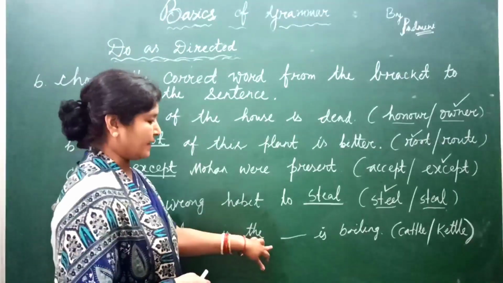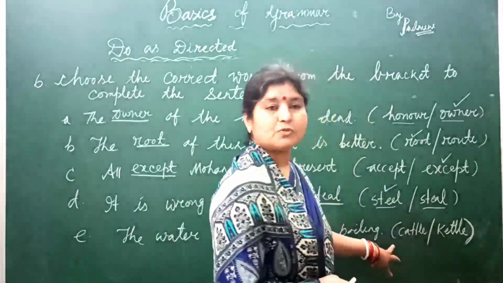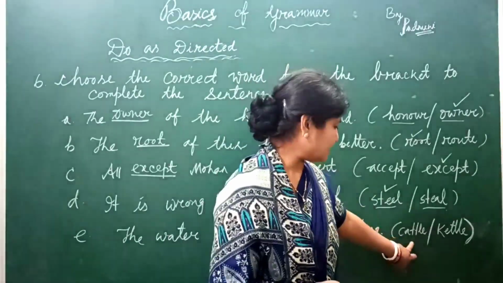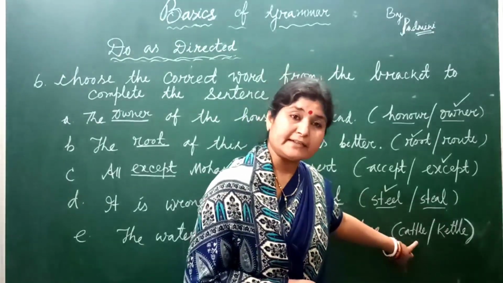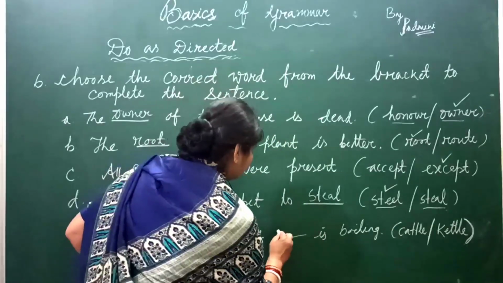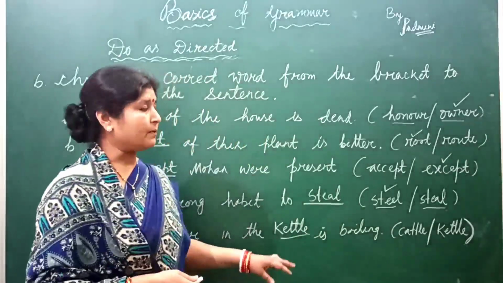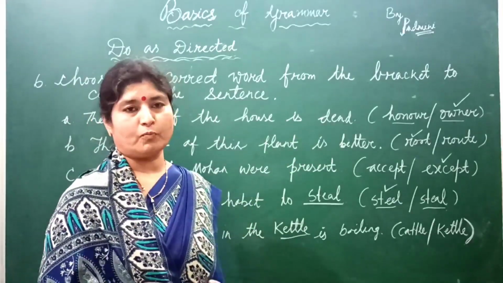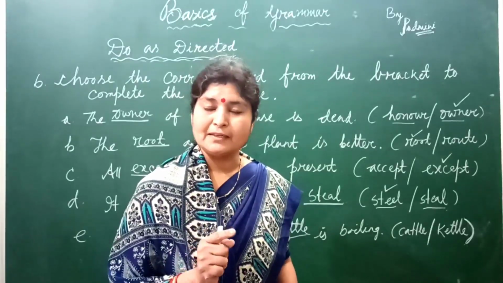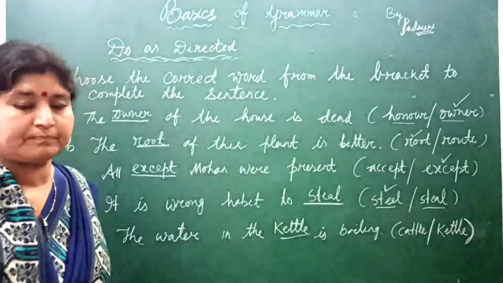Then the last one. The water in the blank is boiling. Cattle. This cattle means what, children? This cattle means a group of cows. It's known as the cattle. It is a collective noun also. So what we must use here? Kettle, K-E-T-T-L-E. So remember, these are known as the homophones. Their sound is same, but their spelling is different. Okay? The next.